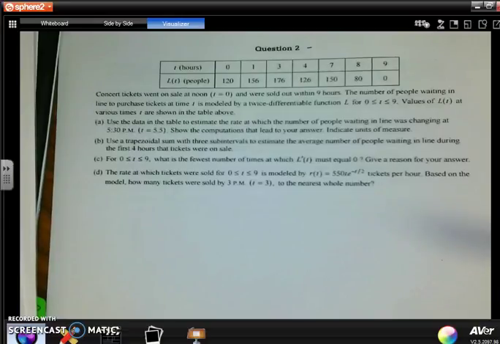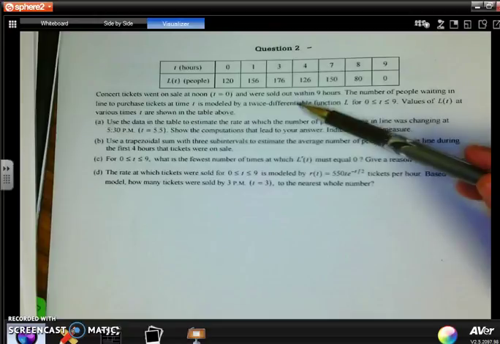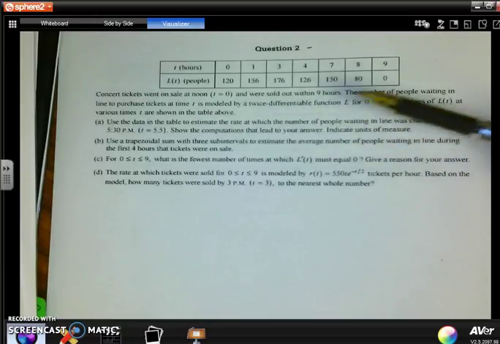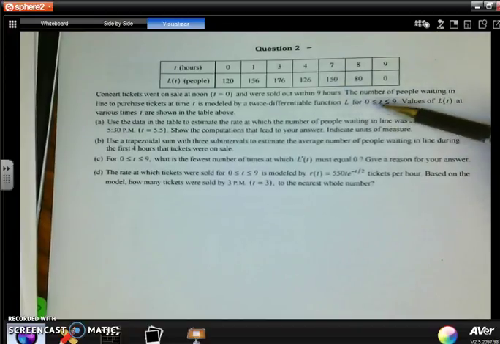So this question says, concert tickets went on sale at noon where t equals 0, and were sold out within 9 hours. And the number of people waiting in line to purchase tickets at time t is modeled by the twice differentiable function. So right away I'm seeing twice differentiable. That lets me know that this is continuous because differentiability implies continuity. So I'm kind of keeping that in the back of my mind.